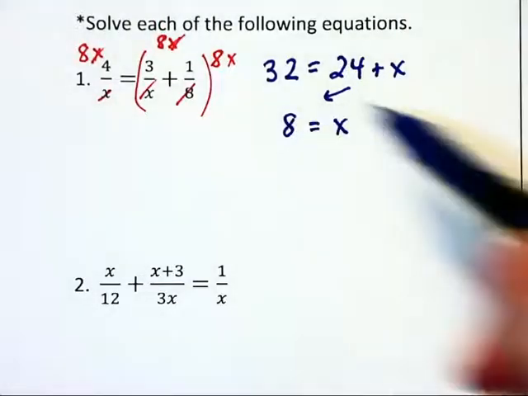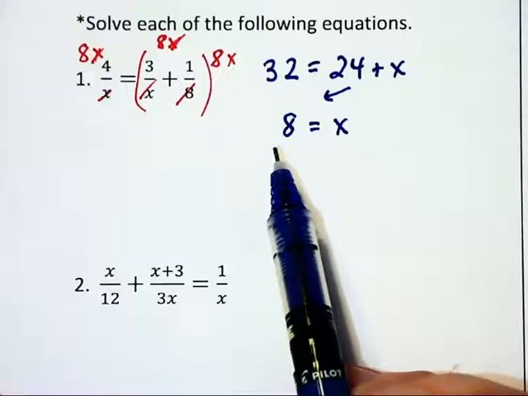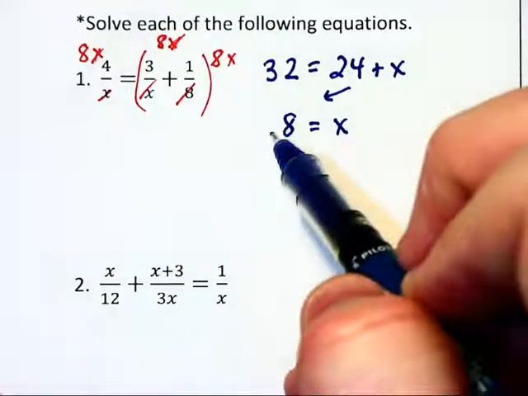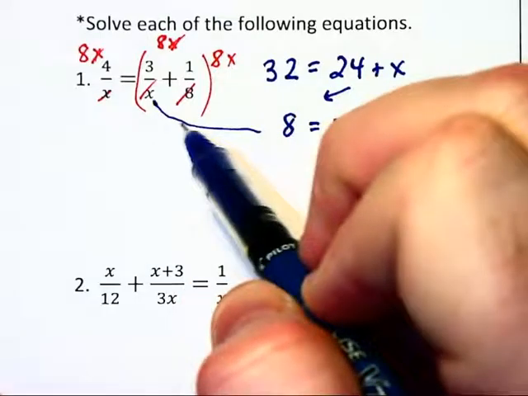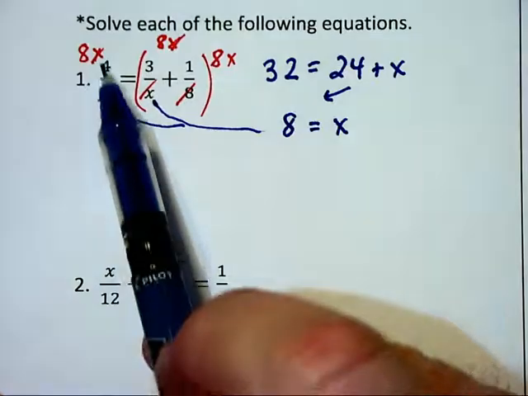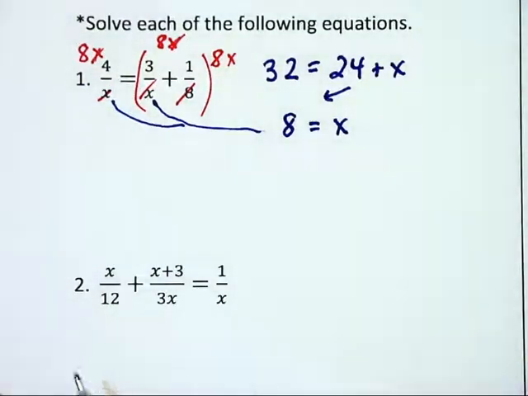Now, with these types of equations, it is necessary to check our answer, and especially make sure that when you substitute this into the problem where the x's are, you do not get a 0 in the denominator. And it turns out that 4/8 is equal to 3/8 plus 1/8, so we have no problems here.